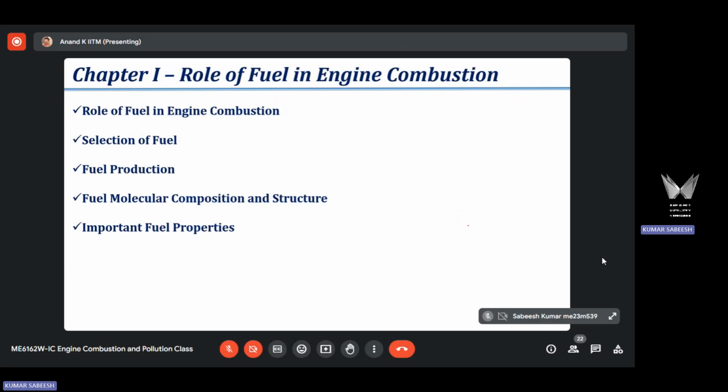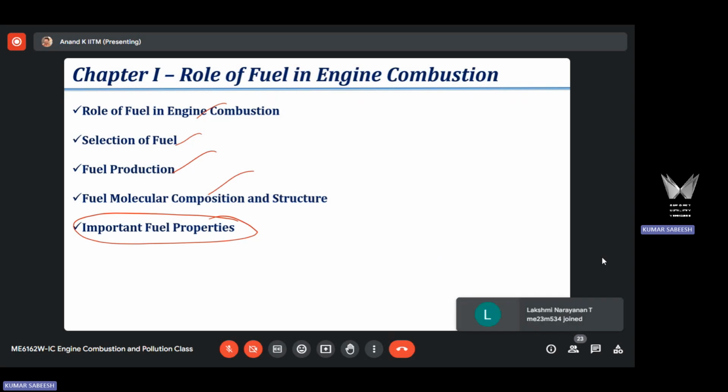So, welcome back to this course on IC engine combustion and pollution. So far, in this chapter 1, we have discussed these topics. We are in the last topic. We are currently discussing the important fuel properties which are relevant for spark ignited and compression ignited engine application. In the last class I discussed the important fuel properties relevant for spark ignited engine application. Today I am going to continue the discussion. Today we are going to discuss the properties that are relevant for CI engine application.